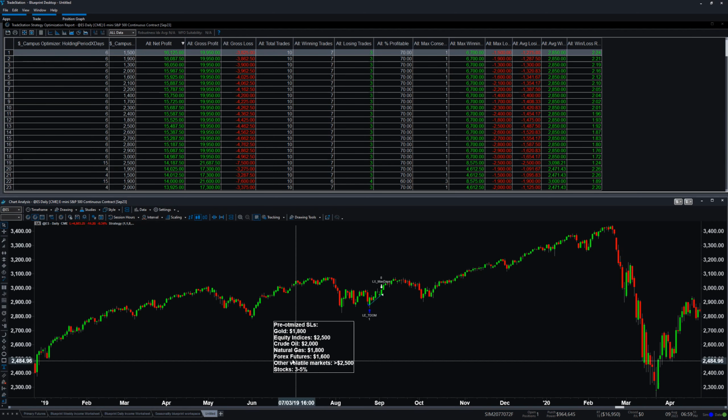Yeah, so for gold, you would start at a $1,800 pre-optimized stop loss. Yeah, that would be your starting point.